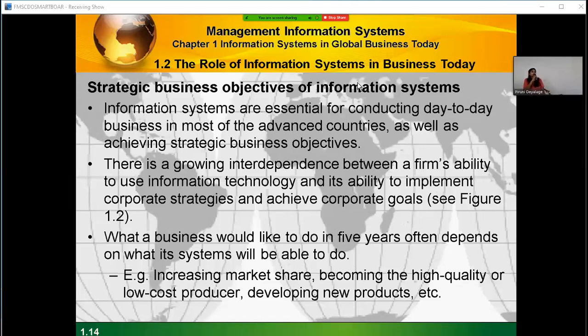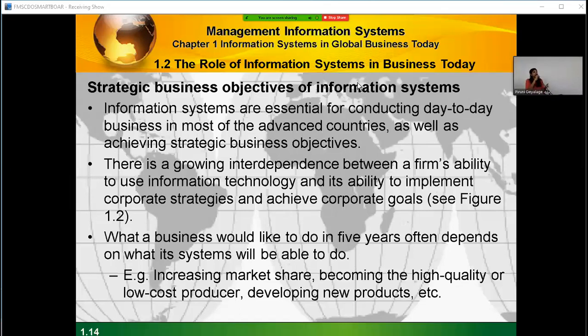Right. So we're moving to the first point. It says information systems are essential for conducting day-to-day business in most of the advanced countries, as well as achieving strategic business objectives. So as we all know, it is not only the advanced countries, but almost all the countries. Now the information systems have become an essential tool in order to conduct the business activities of these countries, right?